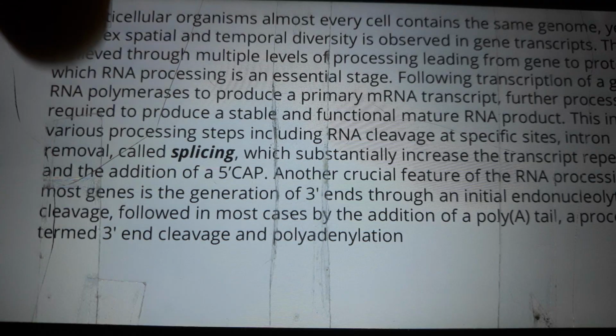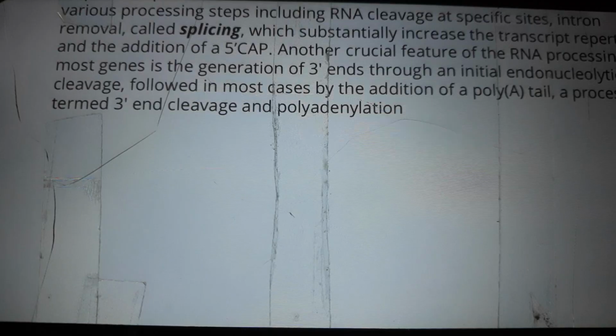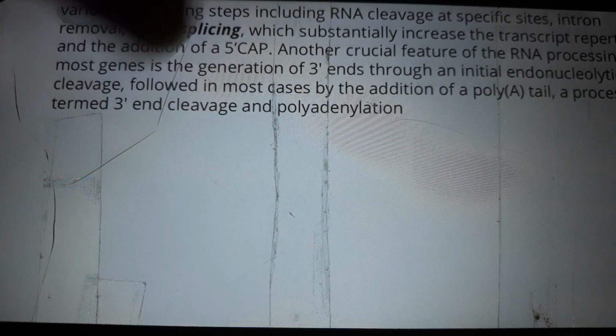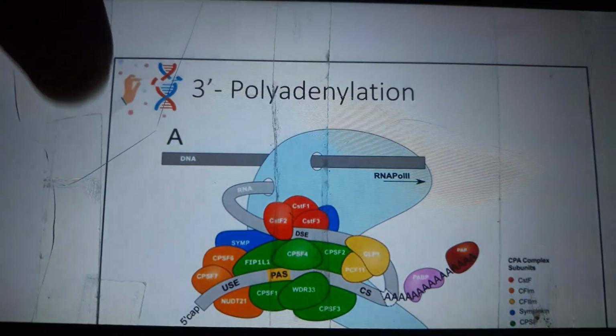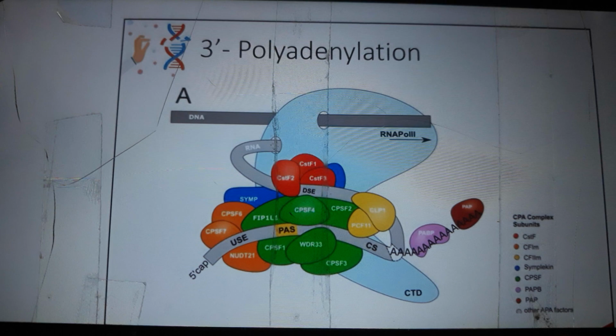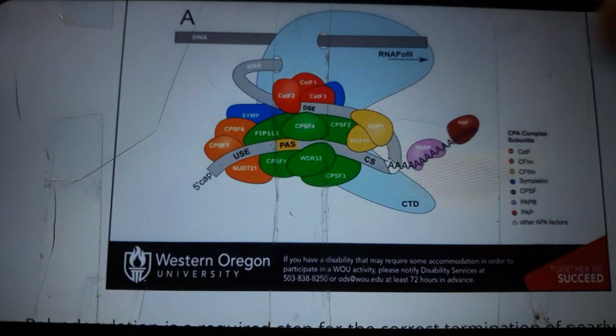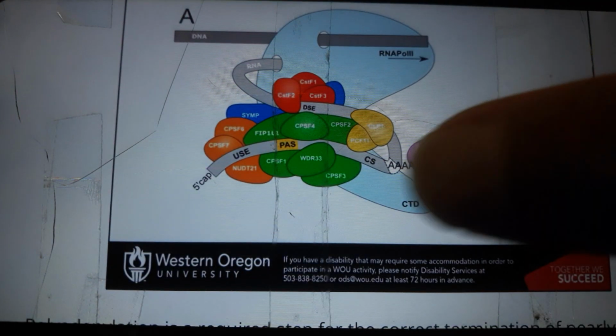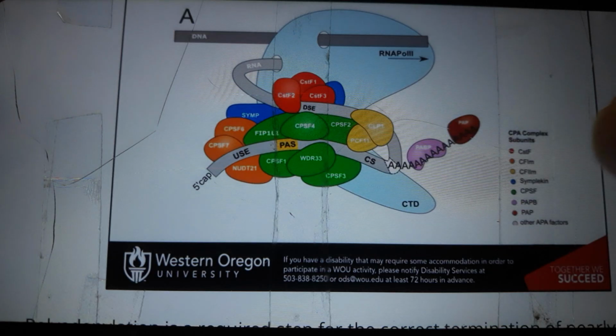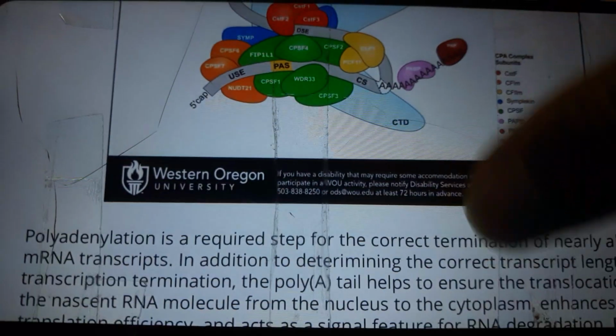the addition of a 5' cap. Another crucial feature of the RNA processing of most genes is the generation of 3' ends through an initial endonucleolytic cleavage, followed in most cases by the addition of a poly-A tail, a process termed 3' end cleavage and polyadenylation. This is the illustration of 3' polyadenylation, and you have all the indicators here of the CPA complex subunits.